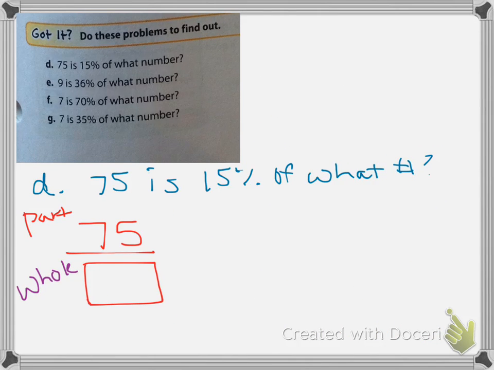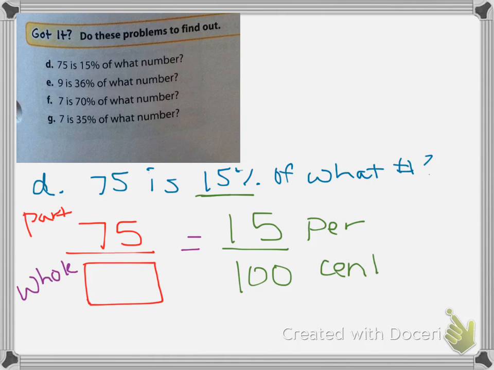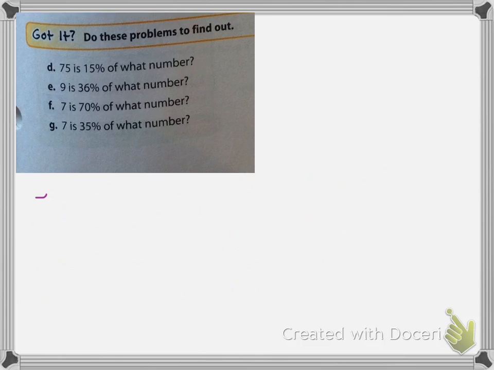All right, so for D it says 75 is 15% of what number? So again, we're going to do 75 as the part and the empty space is the whole. And then we're going to set it up equal to 15 per 100. And then we're going to figure out that 15 times 5 gets us to 75, and 100 times 5 gets us to our number, which is going to be 500.